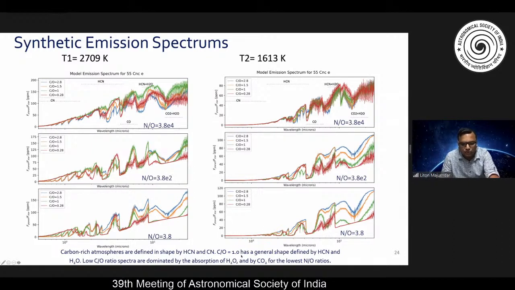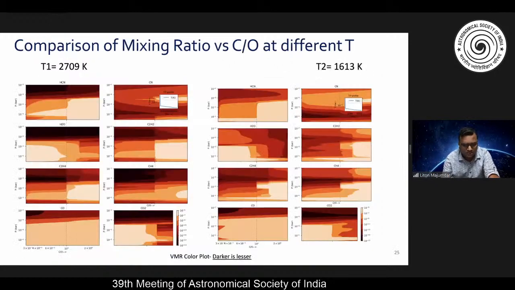And for C/O ratio 1 has a general shape defined by HCN and H2O. And low C/O ratio is mostly dominated by absorption of the water feature and CO2 features. And we also tested how this changes with respect to different nitrogen and oxygen ratios. So this is one of the plots where we have looked into the parameter space of nitrogen to oxygen ratio and carbon to oxygen ratio for this exoplanet.